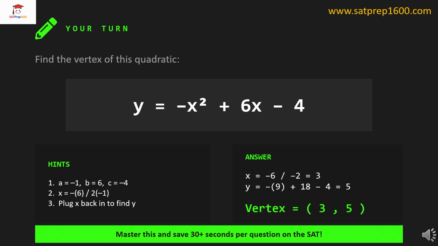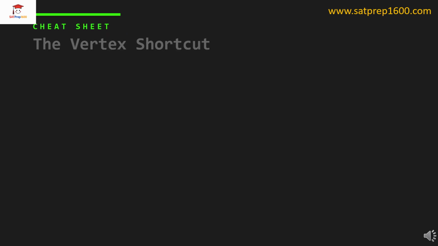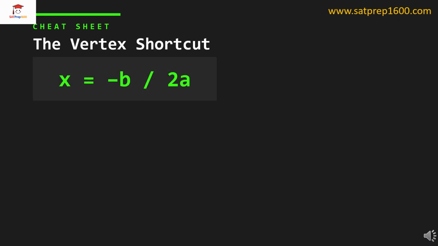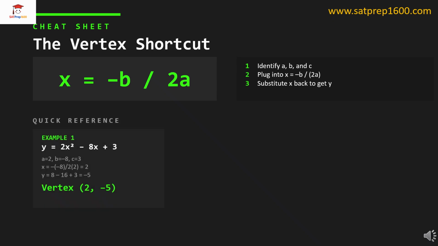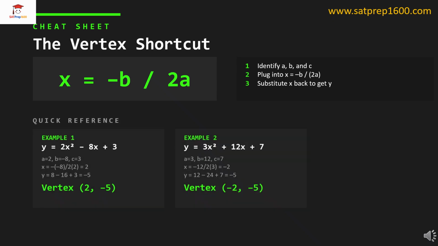On a timed test, that adds up fast. This is your cheat sheet, everything you need on one slide. Use it as a quick reference before the test. The formula x equals minus b divided by 2a is the star of the show. The 3 steps on the right are always the same. Identify, plug in, substitute back. The 3 example cards summarize every problem we worked through.